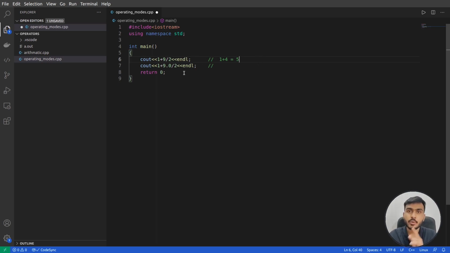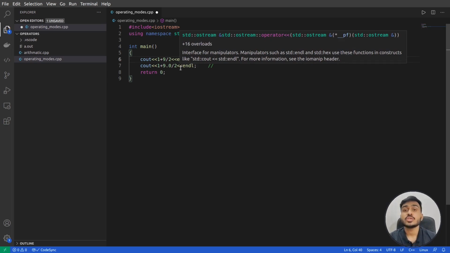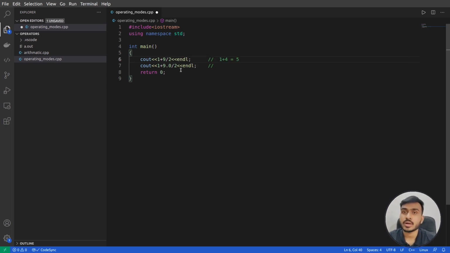Now let's understand what the output of the second cout statement will be. In the second cout statement we are writing 9.0 divided by 2. So 9.0 is a floating number, a floating constant or double constant, right? Whenever you perform division, or any operation, with a float, the result you get is always going to be a floating number. In this case 9.0 is a float and you are performing division on the float. The denominator is not a float, but that's fine. Your numerator, the first operand, is a float.